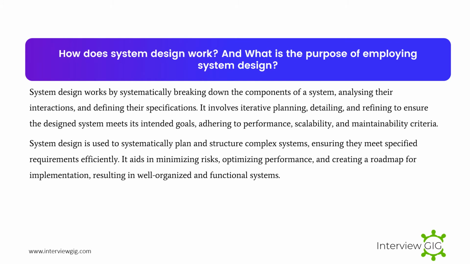How does system design work? And what is the purpose of employing system design? System design works by systematically breaking down the components of a system, analyzing their interactions, and defining their specifications. It involves iterative planning, detailing, and refining to ensure the designed system meets its intended goals, adhering to performance, scalability, and maintainability criteria. System design is used to systematically plan and structure complex systems, ensuring they meet specified requirements efficiently. It aids in minimizing risks, optimizing performance, and creating a roadmap for implementation, resulting in well-organized and functional systems.